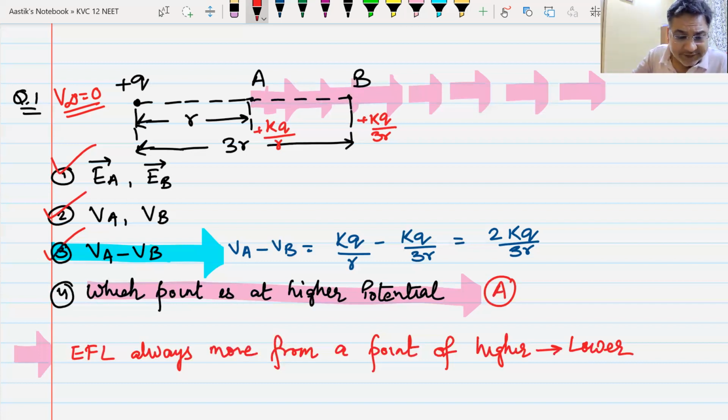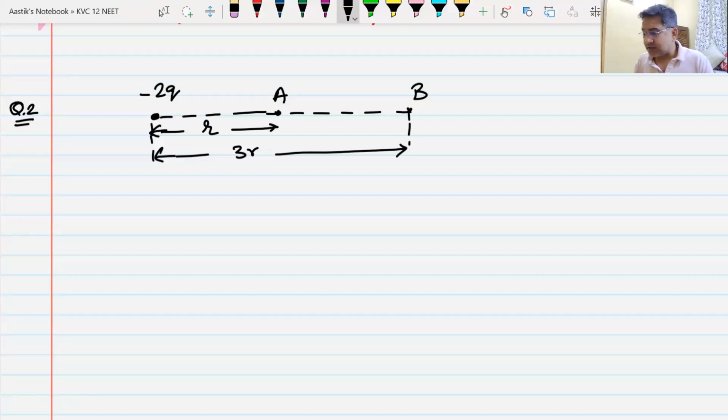Now comes this question. I have changed the charge and I have made the charge as minus 2q. And then I ask you all the 4 questions. Do you remember all the 4 questions? The 4 questions were: find out the electric field at point A and point B, find out the electric potential at point A and point B, find out VA minus VB, and tell me which point is at a higher potential. Can you do it now? Yes, sir. I give you 2 minutes to do it. Do it patiently. Take your time.